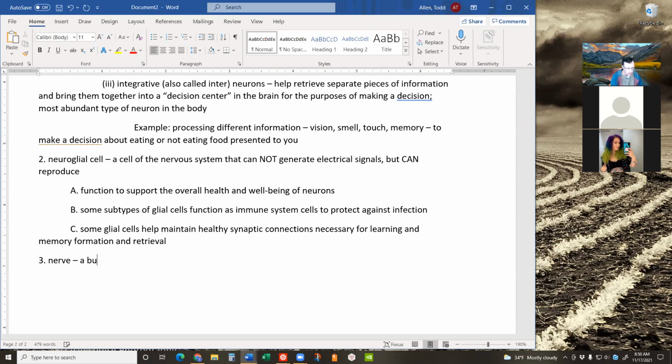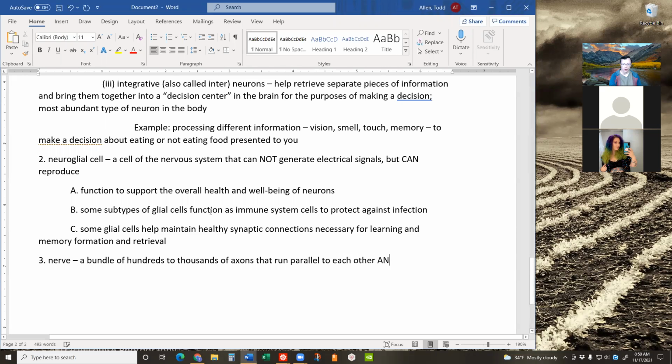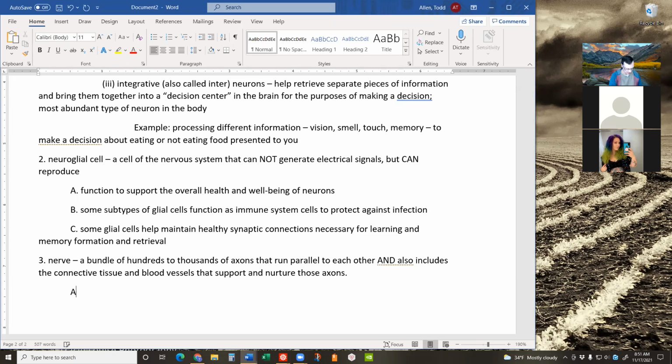So a nerve is a bundle of hundreds to thousands of axons that run parallel to each other, and also includes the connective tissue and blood vessels that support and nurture those axons.